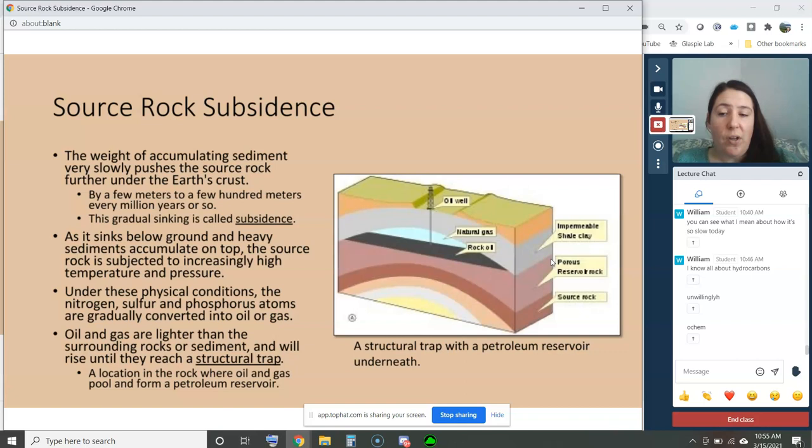And because oil and gas are lighter than the surrounding rocks and sediment, they'll actually rise up through the source rock and through some of the porous rock that surrounds the source rock until eventually they reach an area that's impermeable, like this clay layer here. And that would be a structural trap, which is a location in the rock where oil and gas pool and they form a petroleum reservoir. So you see oil and gas forming a reservoir underneath this structural trap of clay.